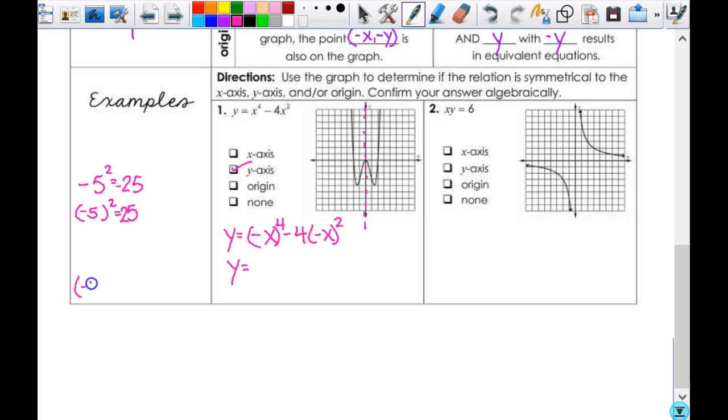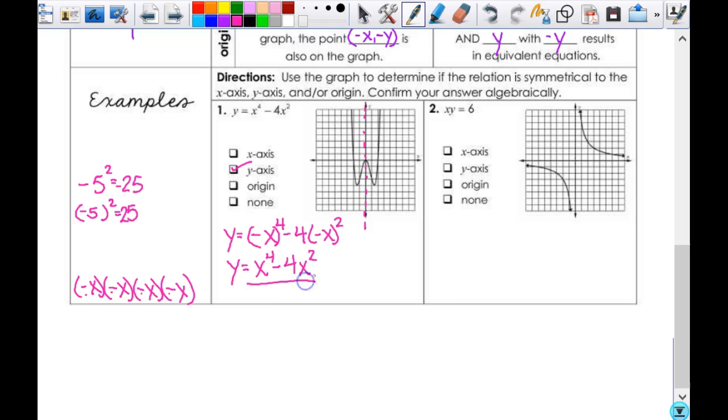Doesn't that mean this is the same as negative x times negative x times negative x times negative x, right? So times a negative is a positive, times a negative is a negative, times a negative is a positive. So anything to an even exponent comes out positive, whether it was positive or negative going in. So this is positive x to the fourth minus 4, and then negative x squared is what? Positive x squared. So that's what I get after I substitute in the negative x and simplify.